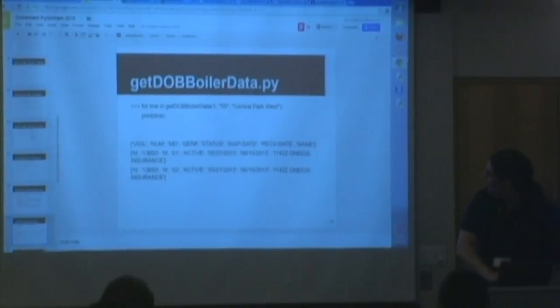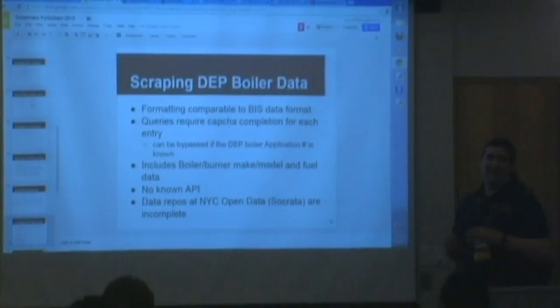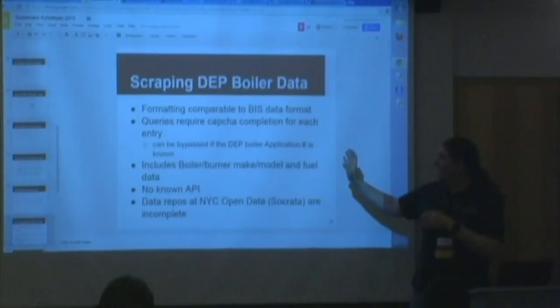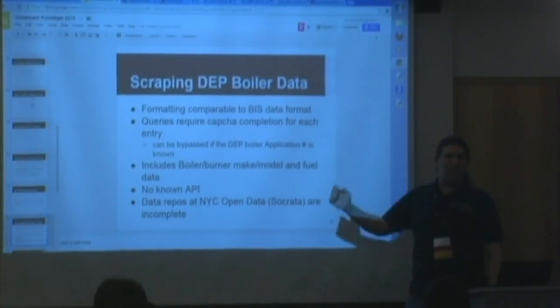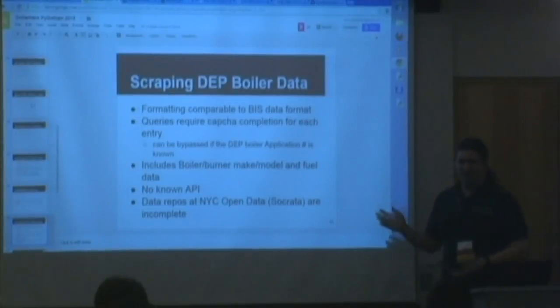And the next. Yes, and now the DEP boiler data is going to be a bit more involved because we can't search for it directly by building address, and I will explain why that is. Fortunately, once we get the data, it's in the same kind of format as the BIS data was. Just grab a table, pull the elements out, and Bob's your uncle. But the only problem is every time you run a query, there's a little CAPTCHA that you have to type in. And I wasn't about to write a program that de-CAPTCHA'd the CAPTCHA, because my PhD is in physics, not computer engineering.